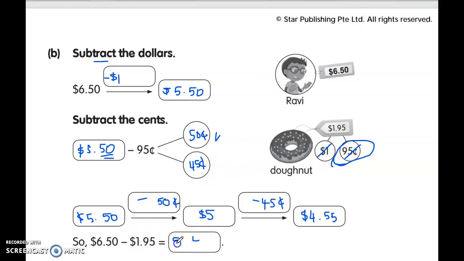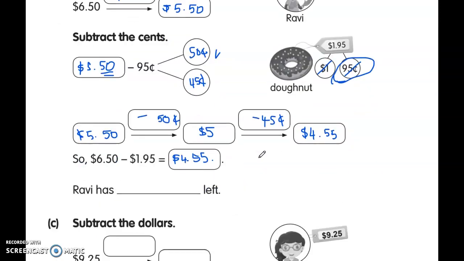So it should be $4.55. Okay. So Ravi has $4.55 left. Alright. So now let's move on to question C.